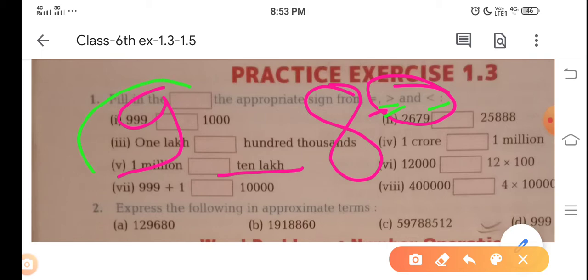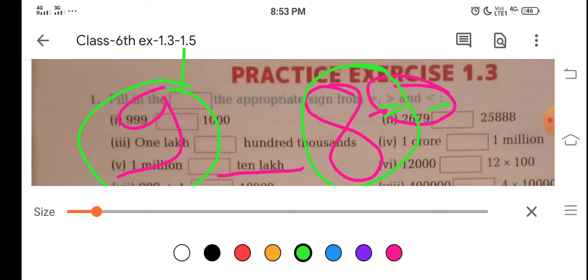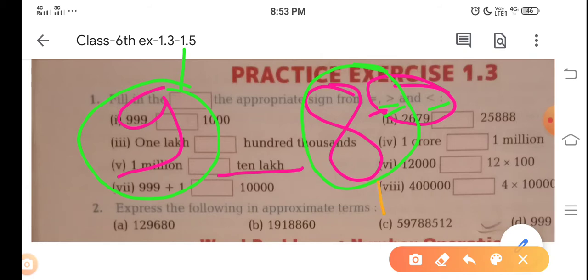So here we have 9 and here 8. You compare which is the larger number and which is the smaller number. Between 9 and 8, 8 is the smallest number and 9 is the largest number. The greatest number is 9 and the smallest number is 8. So when you compare both numbers, 9 is greater than 8, so you put that sign.